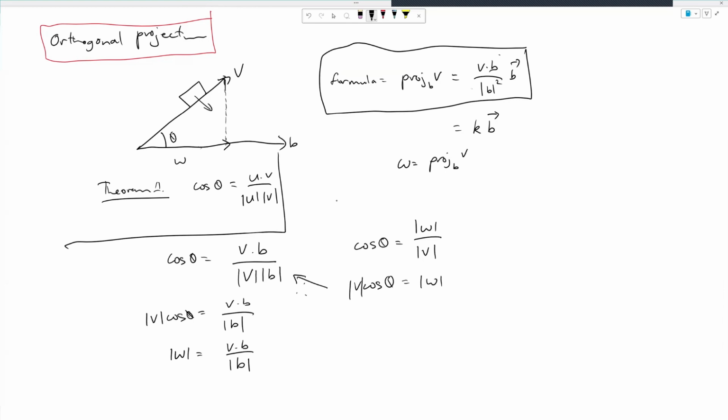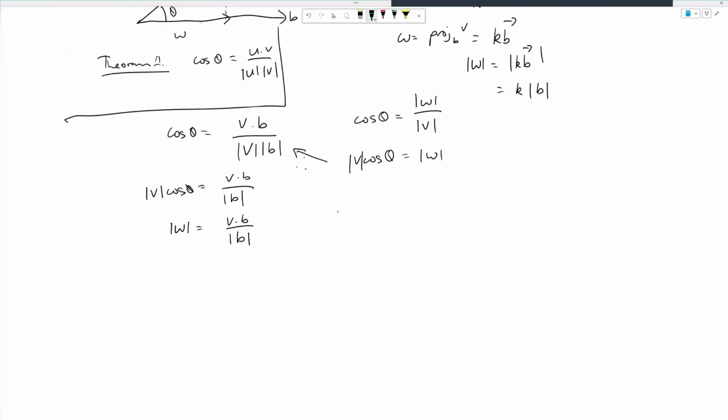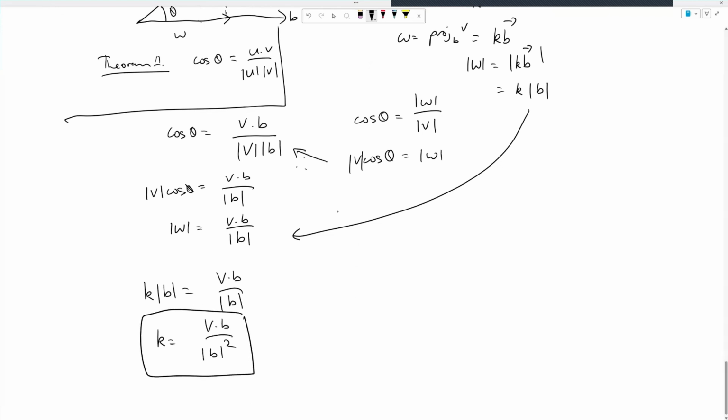Cool, great. Now the next thing I want to have a look at is, since we also mentioned that W is equal to KB, the length of W is also equal to the length of KB, which is equal to |K| times the length of B. Now that we know that W is equal to KB, we're trying to find what K is. So we move this all the way over here. Then |K||B| is equal to V dot B over |B|, so K is equal to V dot B over |B| squared. So we've got this value over here.